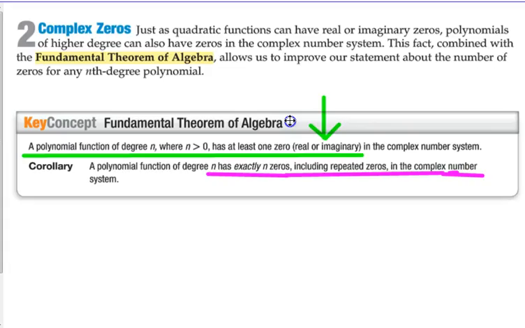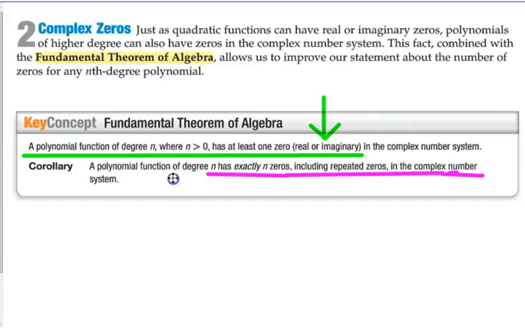All right, the fundamental theorem of algebra said that a polynomial of degree n has at least 1 zero, either real or imaginary, in the complex number system. So if we graph a cubic, it's always going to cross the x-axis once, yes? Because it's going to go up or down forever. But if we graph a quadratic, does the parabola always cross the x-axis? No, but it would have imaginary zeros if it didn't have real zeros, if it doesn't cross the x.